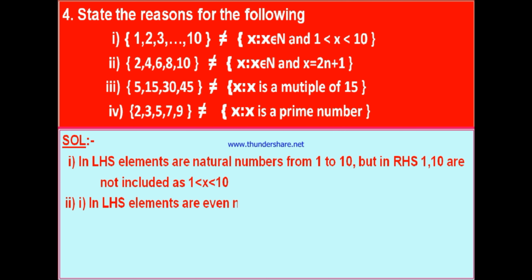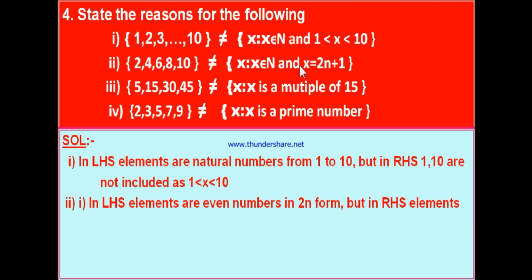Now second bit, the set {2, 4, 6, 8, 10} is not equal to the set {x such that x belongs to N and x = 2n + 1}. Here, what are these values? These numbers are even numbers, 2, 4, 6, 8, 10. All these are even numbers.